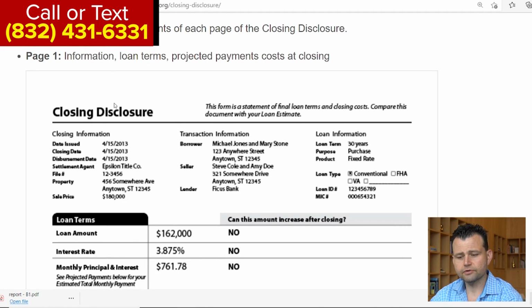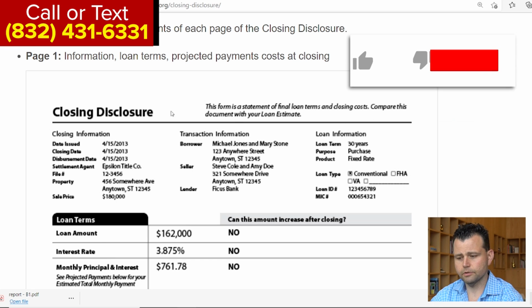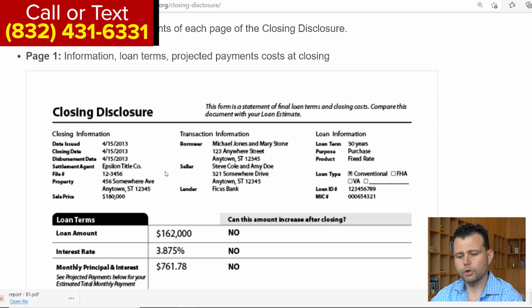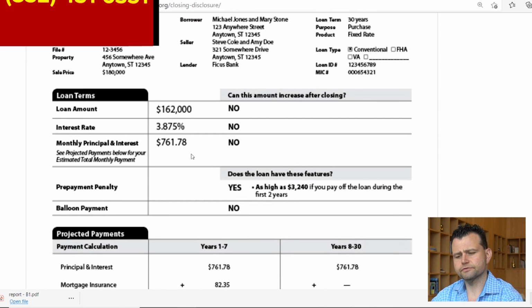So this is a sample of a closing disclosure right here. And it's fairly straightforward. We're just going to look at it real quick. It says closing disclosure. It shows the dates of the loan, your loan number, your sales price, pretty basic information, your name, the seller's name, the type of loan that you're doing, and the term of the loan right here on the right side. And as you scroll through it, it shows the terms of the loan.